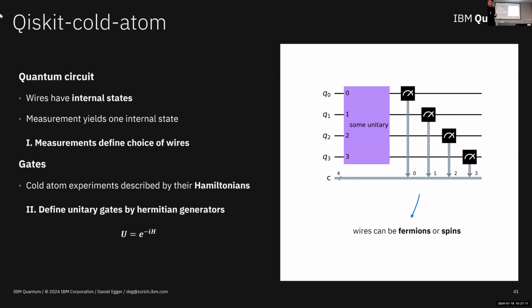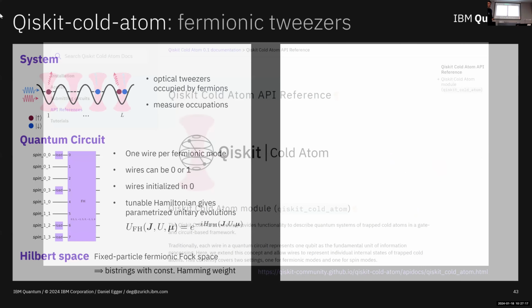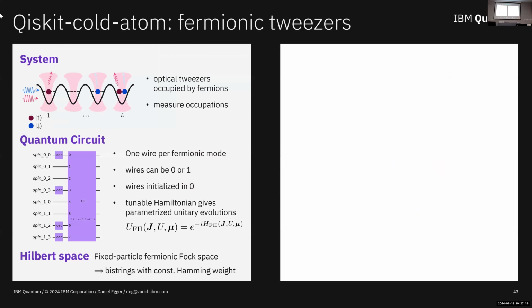So this is kind of the platform. If you go and look at the documentation, it would look like this. But I want to give a little bit more insight as to what type of systems we are actually trying to describe. And this was also done in collaboration with people at Heidelberg University. So what we have is fermionic tweezers in one of the settings. So we can describe where you have fermions that might hop around in a lattice. And then the wires describe the different fermionic modes that you have in this system.